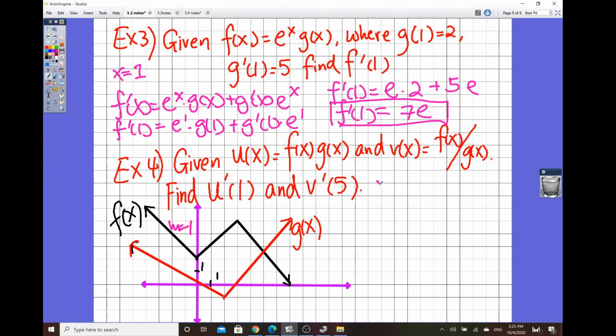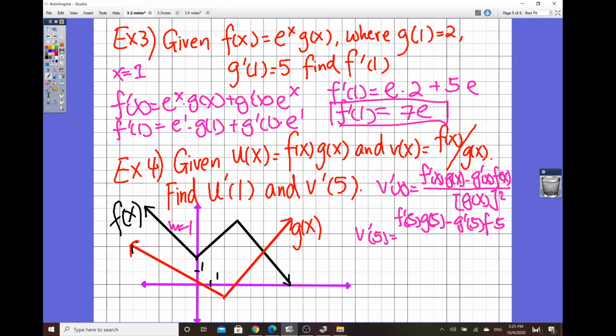So the quotient rule: v prime of x, which is f prime of x times g of x, minus g prime of x times f of x, all over g of x quantity squared. So v prime of 5 would be f prime of 5 times g of 5, minus g prime of 5 times f of 5, again the value of x is 5, all over g of 5 quantity squared.